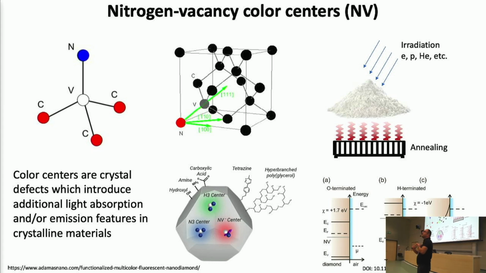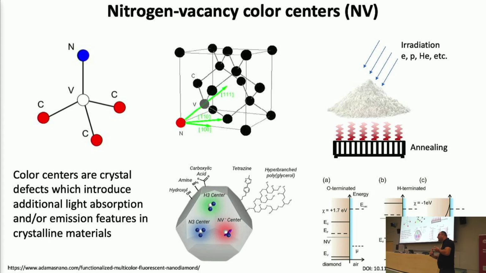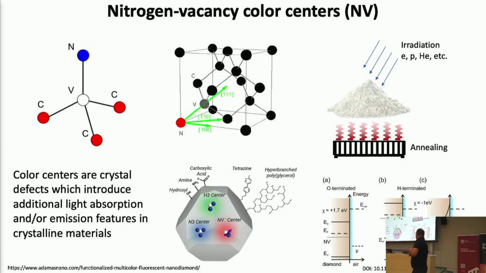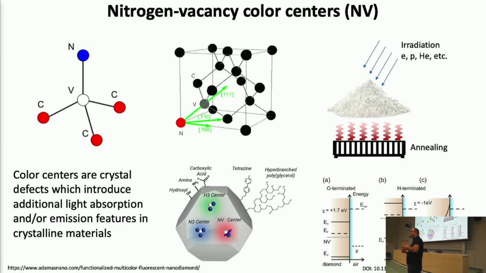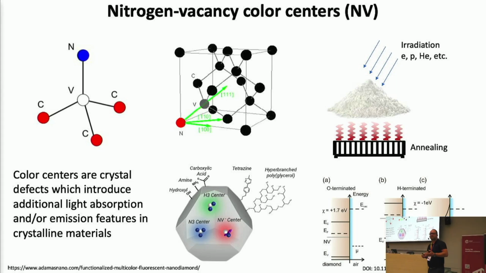We have three types of nitrogen vacancy color centers. Negative, which is much more interesting. Neutral, which is much less interesting, but still promising. And plus, but plus is not shining, so it's not interesting.